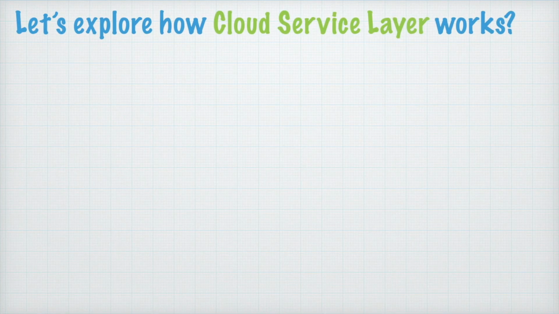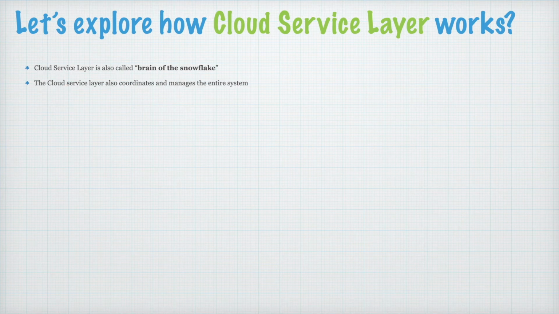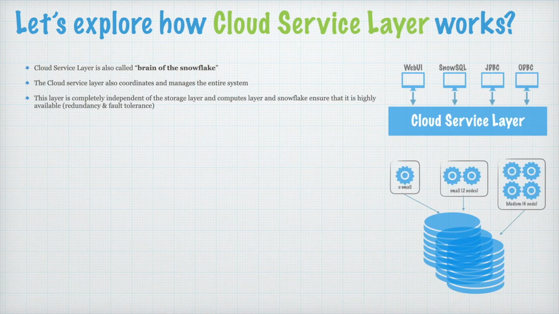Now let's explore the third layer, and one of the most important layers, which generally we pay very little attention to, that is called the cloud service layer. The cloud service layer is also called the brain of Snowflake. It coordinates and manages the entire system. This layer is completely independent of the storage layer and the compute layer, and Snowflake ensures that it is highly available. So redundancy and fault tolerance are the core of this service layer.